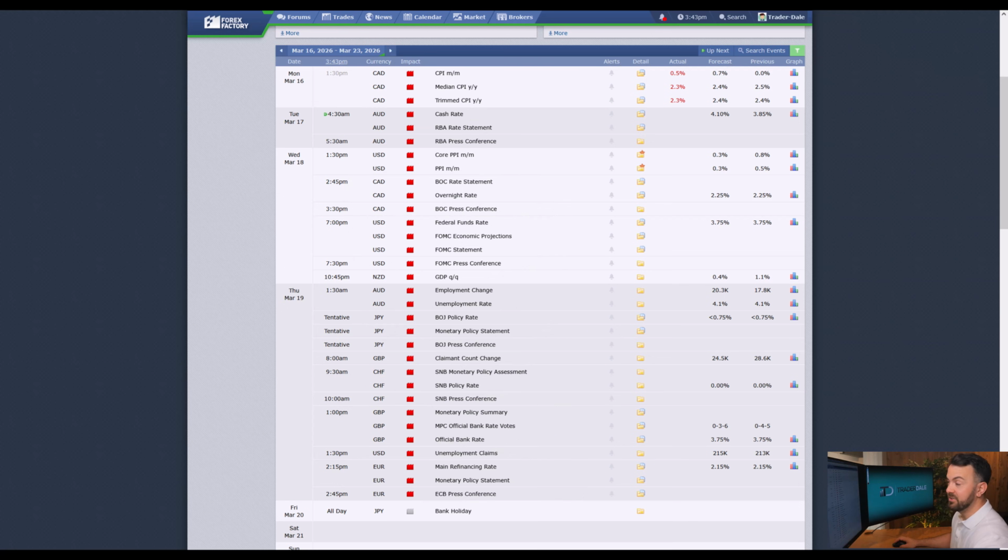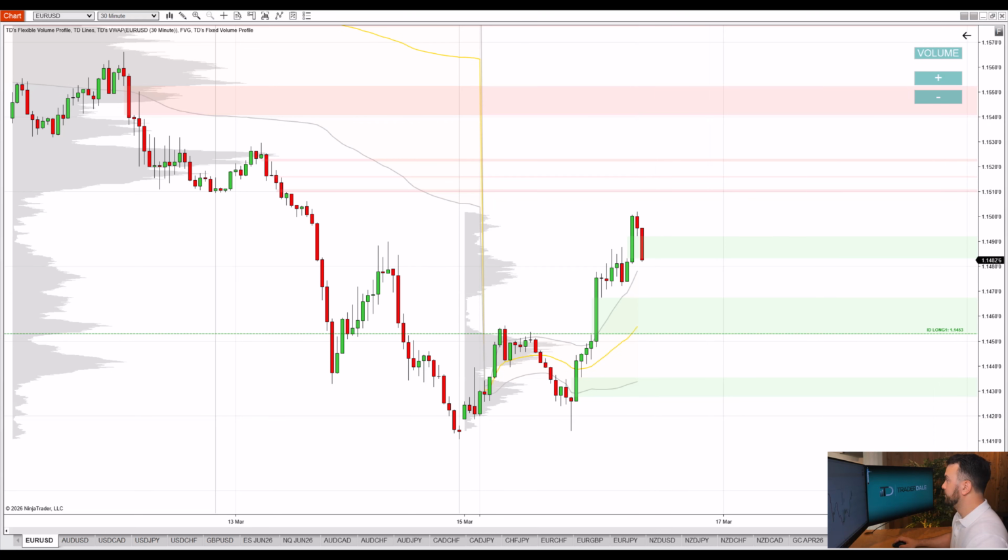Now, let's check out the chart. Let me show you a couple of strong volume profile levels. So let's start with euro dollar. Here is a 30-minute chart of the euro dollar. The platform is NinjaTrader 8 and my custom-made volume profile and VWAP indicators. And here I want to show you a strong support, which is in here at 1.1453.